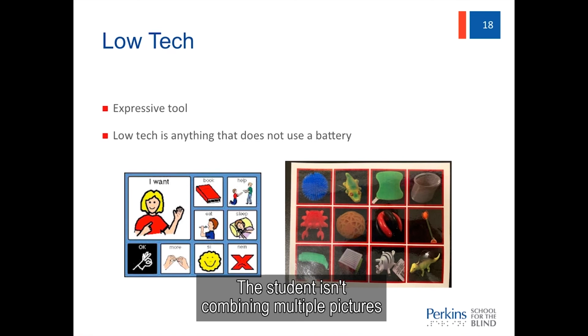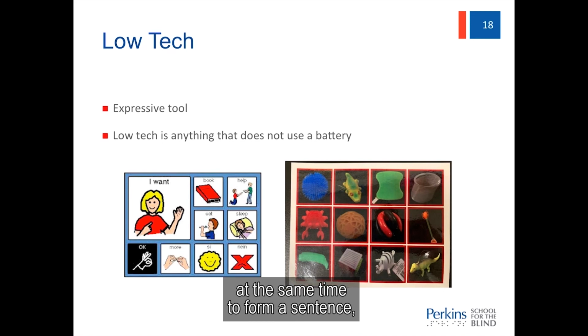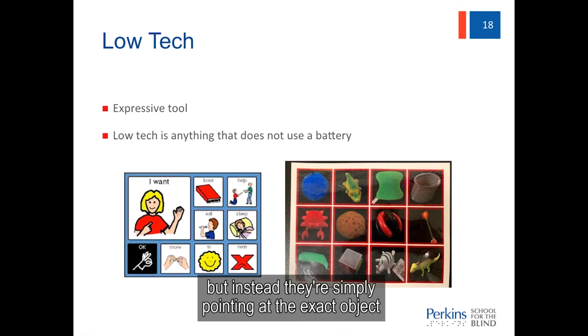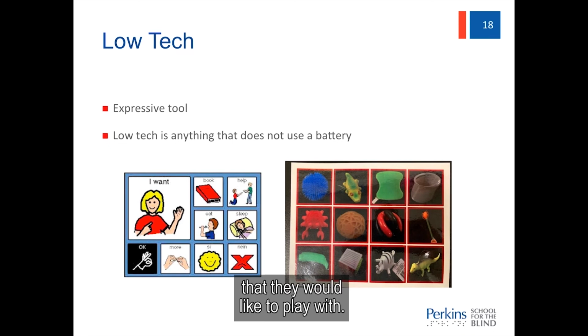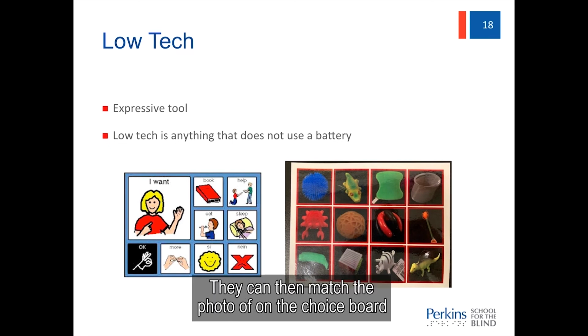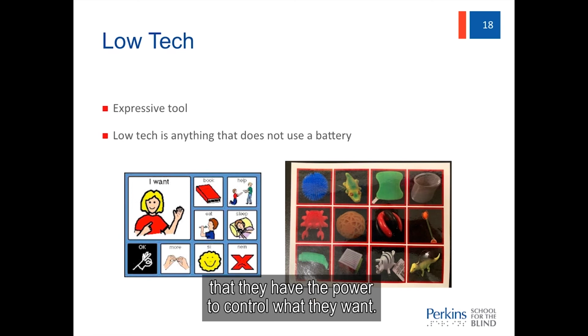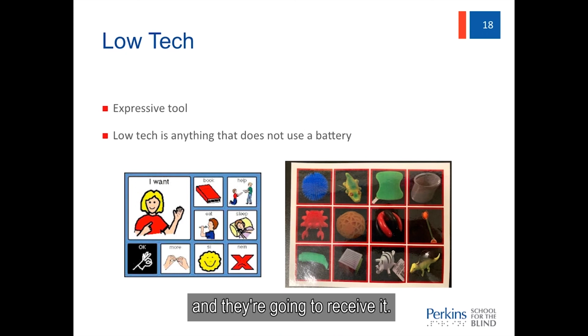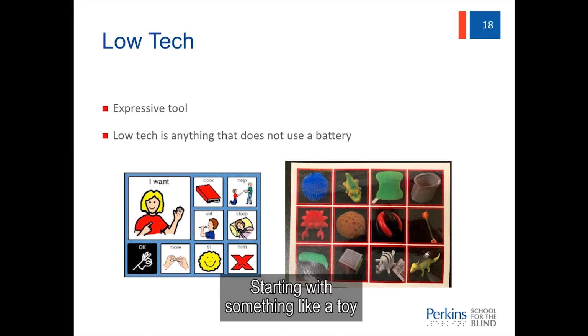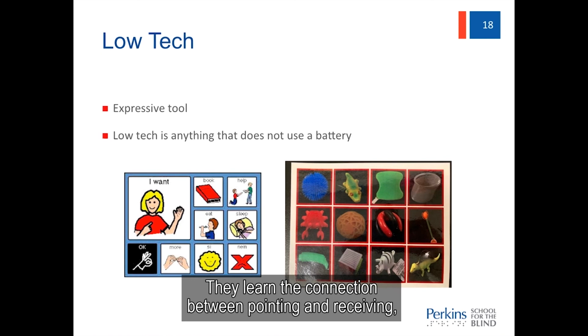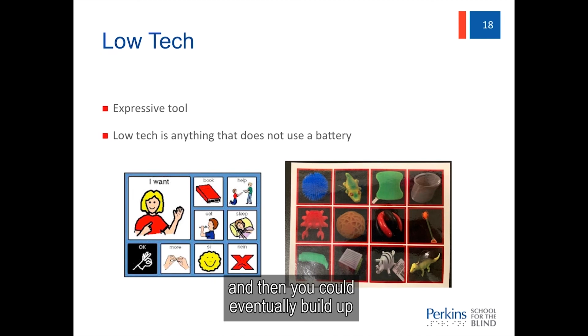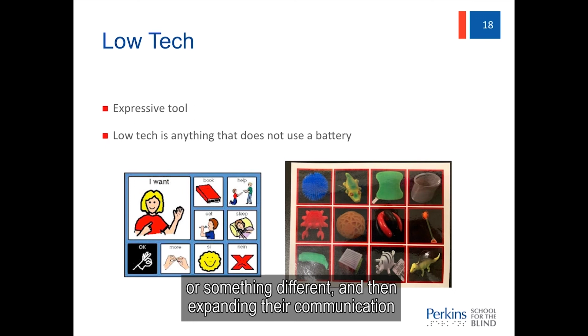The student isn't combining multiple pictures at the same time to form a sentence, but instead they're simply pointing at the exact object that they would like to play with. They can then match the photo on the choice board to the object, and it just really helps build a nice connection that they have the power to control what they want. They can point to something on the board and they're going to receive it. Starting with something like a toy choice board is a great way to do that. They learn the connection between pointing and receiving, and then you could eventually build up to adding in more and finished or something different, and then expanding their communication system.